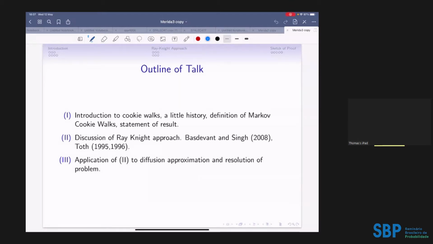Then after that, we go to the second part, which is just a discussion of the Ray-Knight approach. The important papers for me are the papers by Toth and Basdevant and Singh, which use the Ray-Knight approach. And then finally, the last part will be just me talking about the diffusion approximation and what we do, what's new for us.